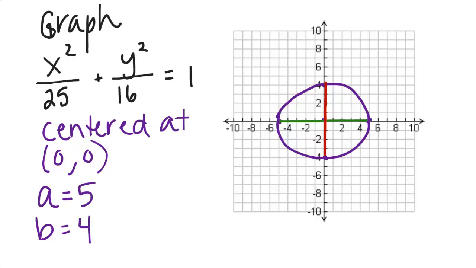The endpoints of the major axis are called vertices. So whichever axis is longer is known as the major axis. The endpoints of that axis are called vertices. The endpoints of the minor axis are called co-vertices.